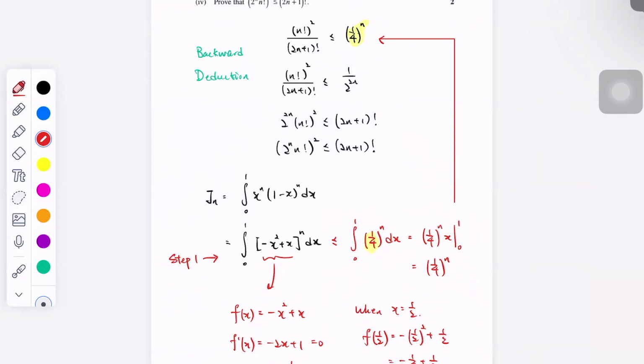So I think the difficulty lies in the correlation, whether you can find that we have to start with the Jn, and then you have to know that the maximum of f(x) is 1 over 4. If you can figure it out, then you can already solve the inequality starting from the first step.